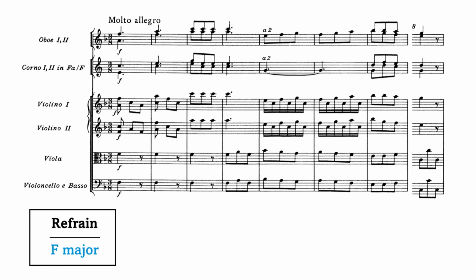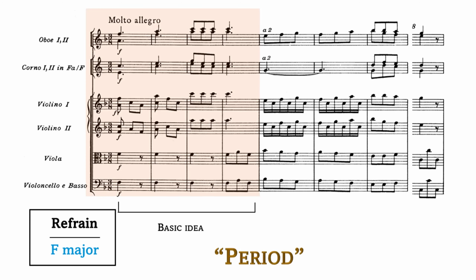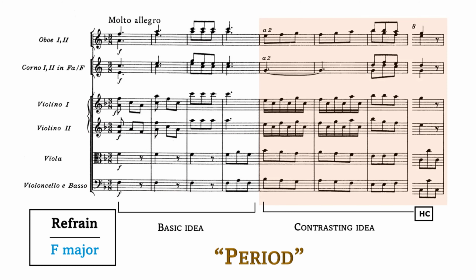Rondo's initial themes are usually built as periods, a formal scheme that consists of two parts. In the first part we've got an initial basic idea, and this is followed by a contrasting idea that leads to a weak cadence, which can be either an imperfect authentic cadence, or, like in this case, a half cadence.